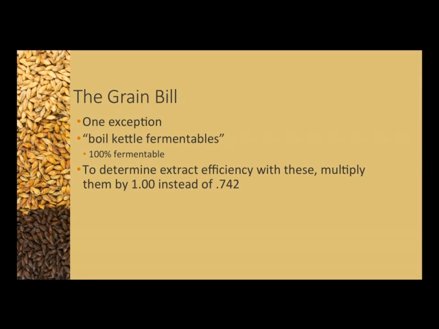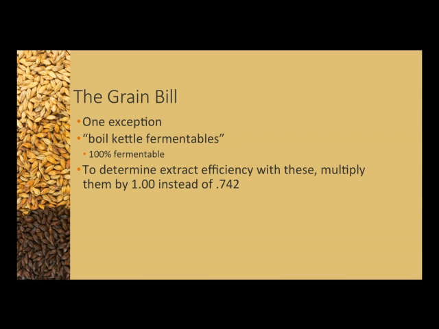Calculating the grain bill is just that simple with one exception. Looking back on the table for extract potential, you will notice that there are various forms of sugar included under boil kettle fermentables. The weights of these ingredients are calculated the same way, except they are 100% fermentable when added directly to the kettle during the boil. In other words, to determine the extract efficiency of these ingredients, we would multiply them by 1 instead of 0.742.